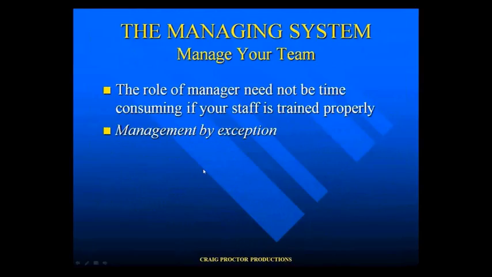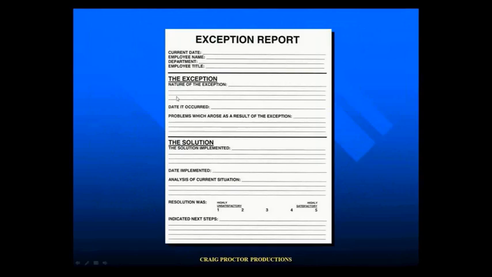And then finally, the role of manager need not be time-consuming. And we talked about management by exception. So the position contract, remember, we're going to write out everything that this person's going to do for us. At the bottom of the position contract, I want you to write in there that if there's anything that you're unable or unwilling to do, you're going to report that in the form of an exception report. That way, you're only stepping in and dealing with the exceptions.